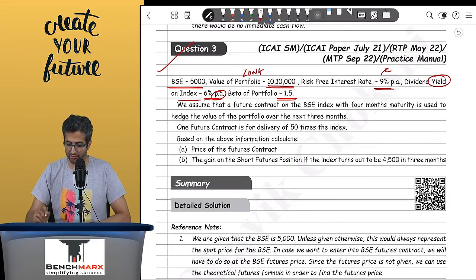So this is the given data. We assume that a futures contract on the BSE index with 4 months maturity is available, and it is used to hedge the value of the portfolio over the next 3 months.